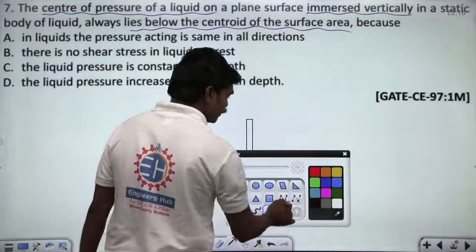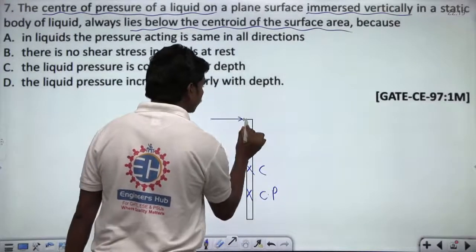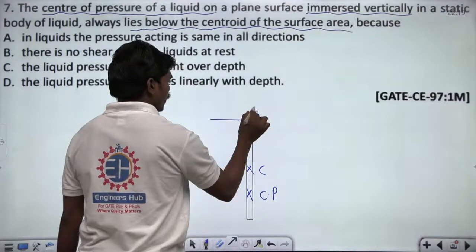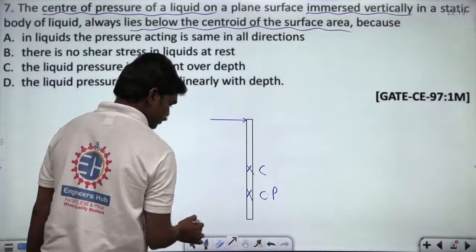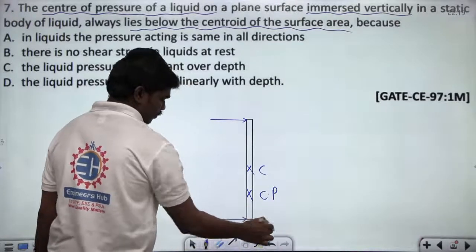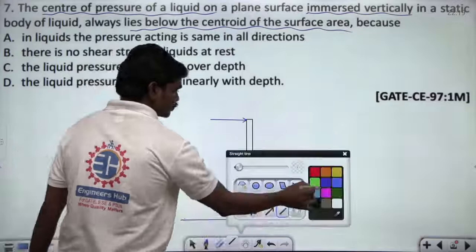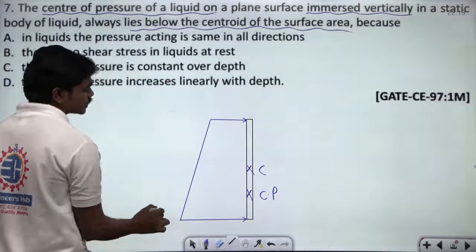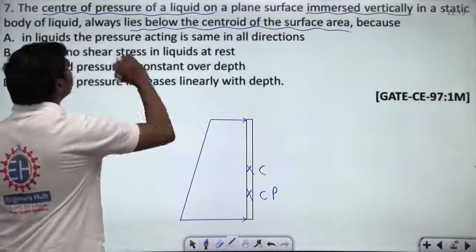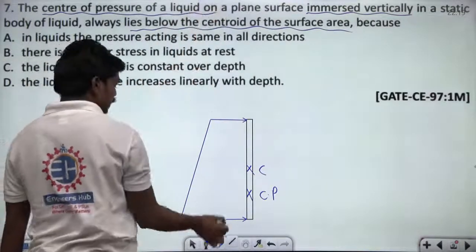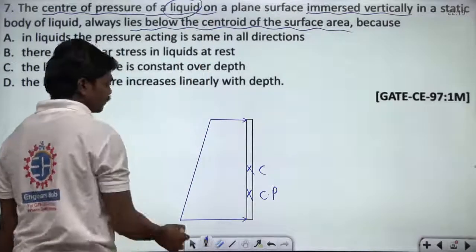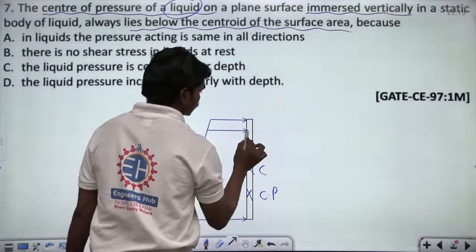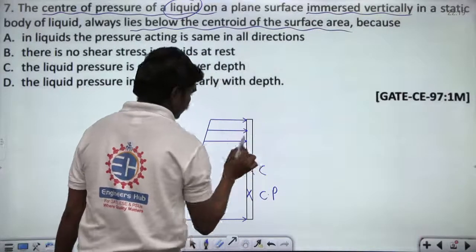Because we know, if you take the pressure variation, the pressure increases linearly in an incompressible fluid, correct? Because it's given as liquid, and generally liquids are incompressible in nature, so we treat this liquid as an incompressible fluid. So if you see, our pressure variation is something like this within this fluid, correct?